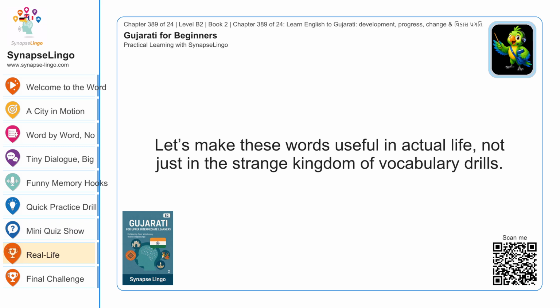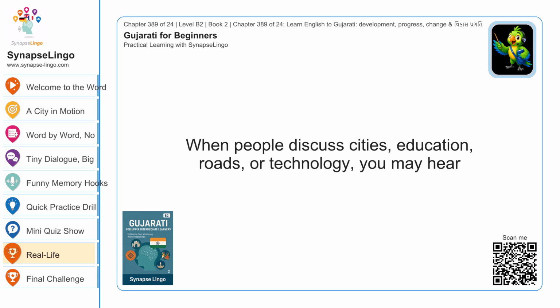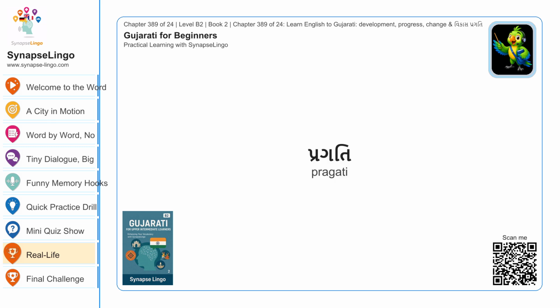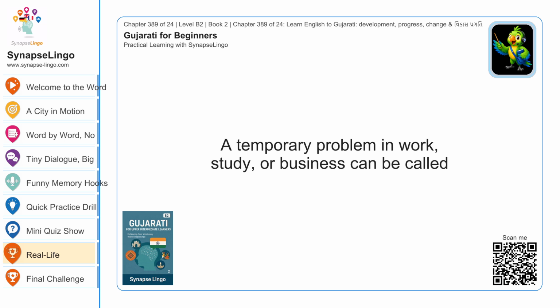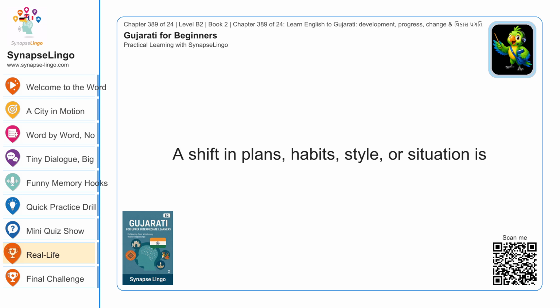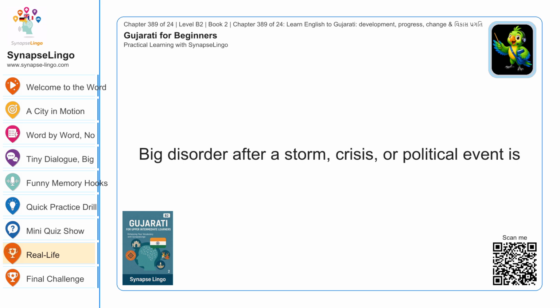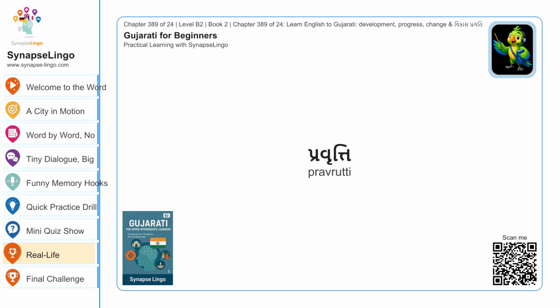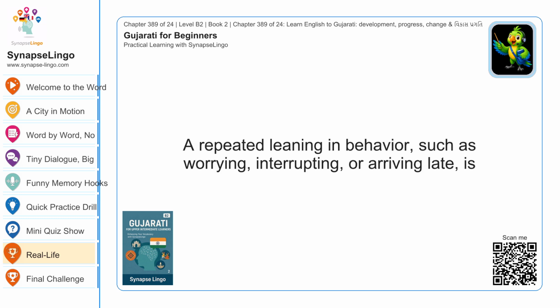Real-life connections. Let's make these words useful in actual life, not just in the strange kingdom of vocabulary drills. When people discuss cities, education, roads, or technology, you may hear વિકાસ for development. When someone improves little by little, that is પ્રગતિ. A temporary problem in work, study, or business can be called પાછળ પડવું. A shift in plans, habits, style, or situation is ફેરફાર. Big disorder after a storm, crisis, or political event is ઉથલ-પાથલ. A broad pattern in fashion, sales, or society is પ્રવૃત્તિ. A repeated leaning in behavior, such as worrying, interrupting, or arriving late, is વૃત્તિ.